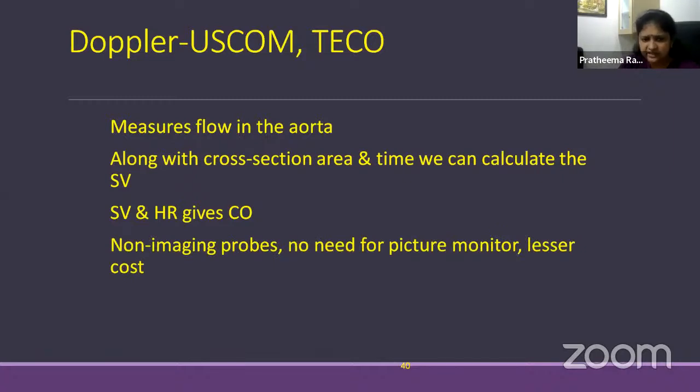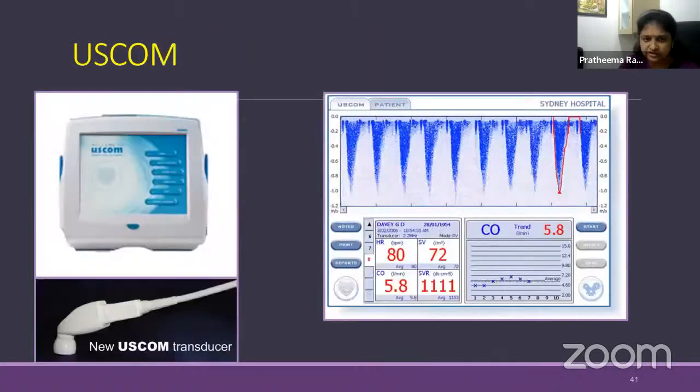There is no need for a continuous picture monitor, and it is lesser cost. So this is how it looks, and this is a monitor, and we can see the Doppler flow. When the trace is done and we enter the heart rate, stroke volume is calculated, and we can see the cardiac output given there. The cardiac output is not just one value. We can see the trend, and also in the graph how it is changing with a fluid bolus, or how the patient is responding to anesthesia or any medication.